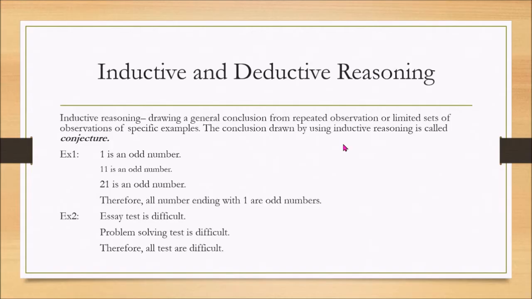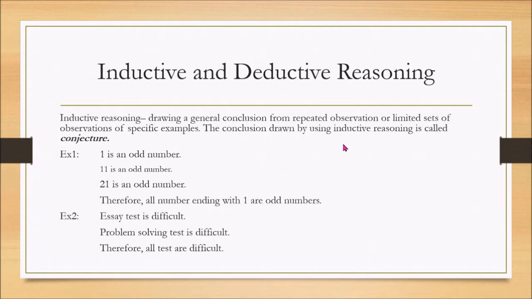Okay, first let's have inductive and deductive reasoning. Inductive reasoning is simply when you're drawing a general conclusion from a repeated observation or limited sets of observations of very specific examples. Okay, we have examples below. This is actually the conclusion drawn by using inductive reasoning, which is called a conjecture.